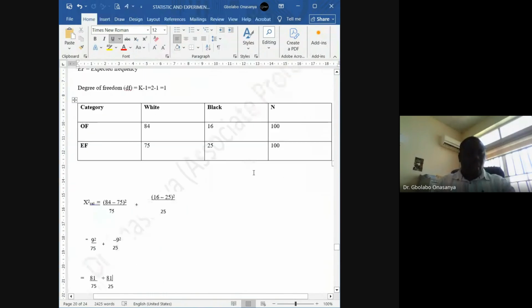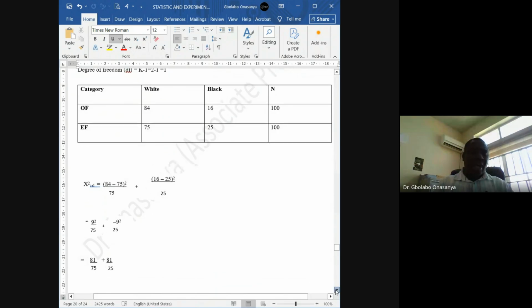If the variables are more than 2, we will be doing it for white, for black, for yellow. That's how you will do it. Now, look at the white. Observed is 84 minus expected 75, in parentheses, raised to power 2 over 75. Plus black, observed 16 minus expected 25 raised to power 2 over 25. When we add the two together, we get our chi-square value.